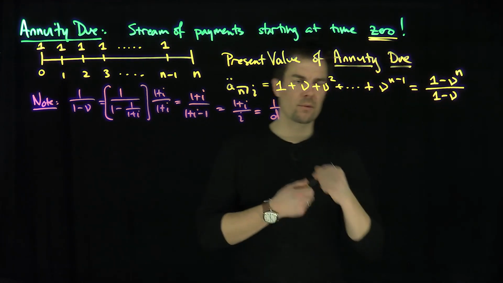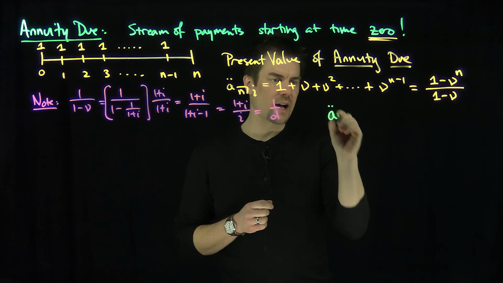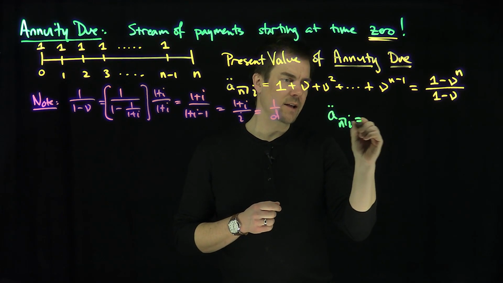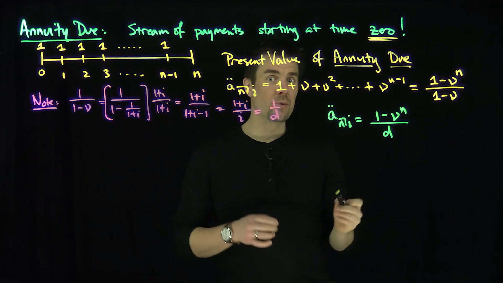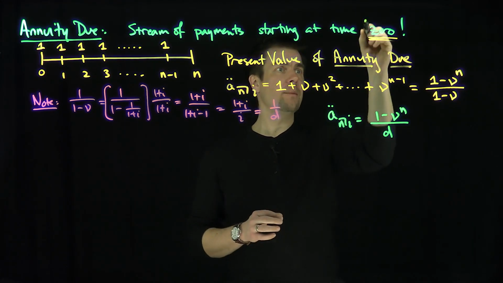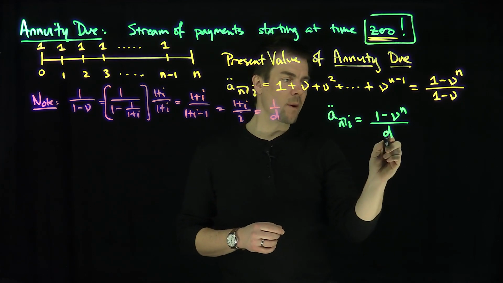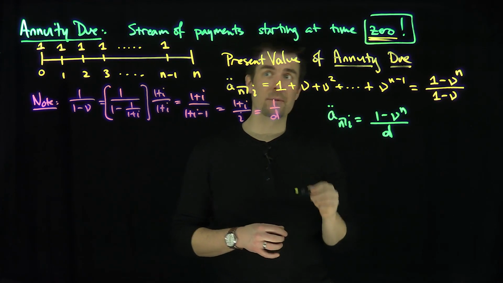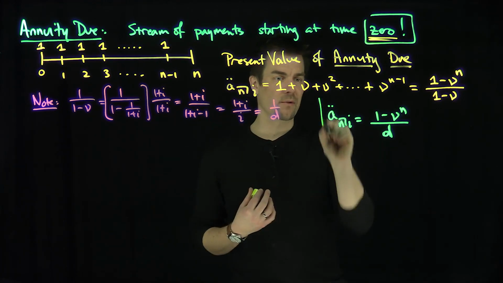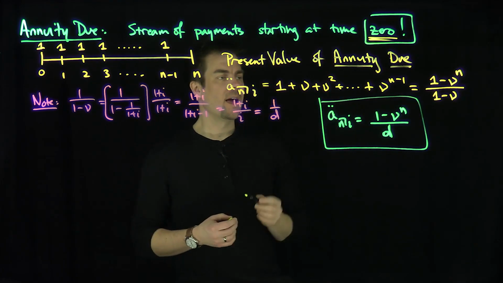So now we have our a double dot formula. Our a double dot n i is exactly 1 minus nu to the n over d. So the annuity due, the payments start at 0, and you can remember the formula 1 minus nu to the n because there's a what in the denominator? A d in the denominator. So I remember that as annuity due. So that's my formula for a double dot n i.